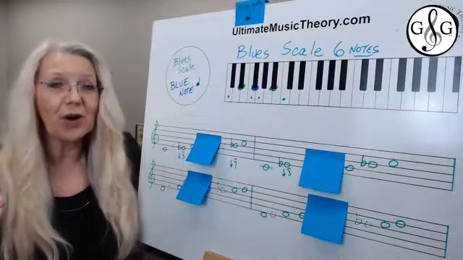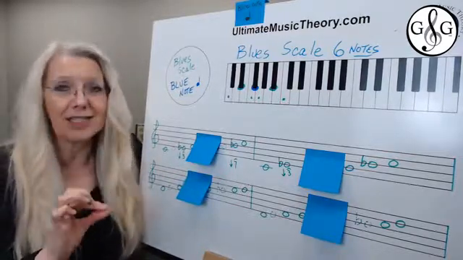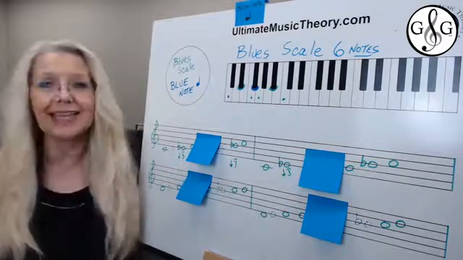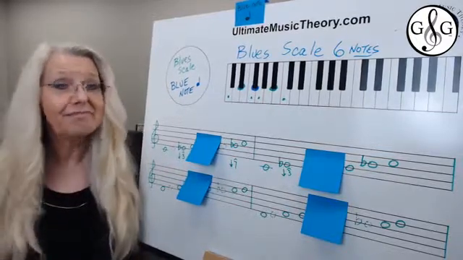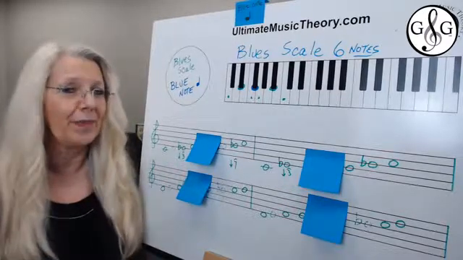We're going to start with the basics because that's always the best way to start. Let's start with C major scale. So here's C major scale. Sounds pretty simple. How do we create the blues scale from that?